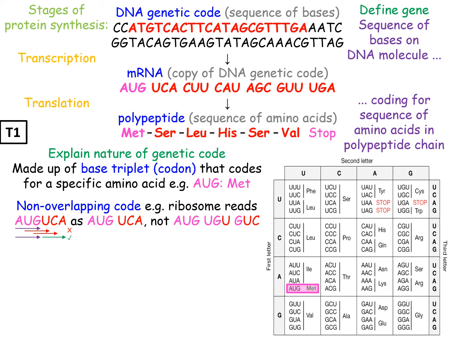They read them one codon at a time, where three bases, or a base triplet, is one codon, and then the next base triplet is the next codon. They are non-overlapping.